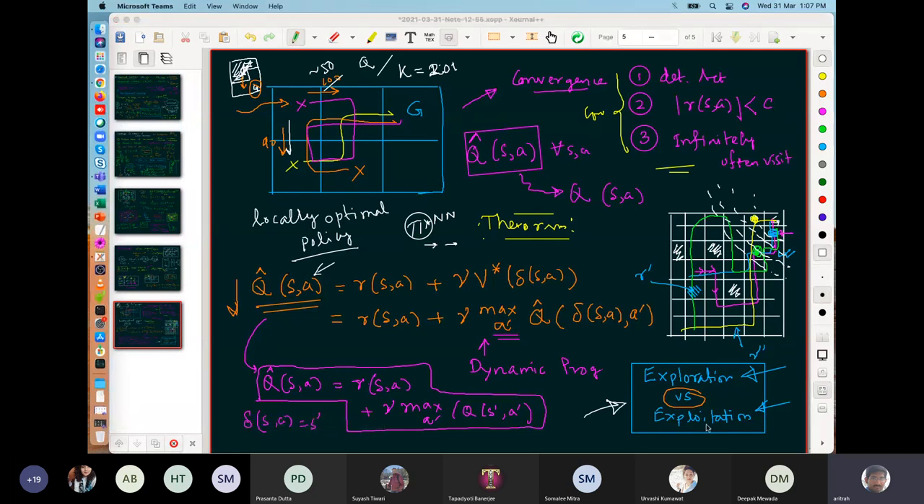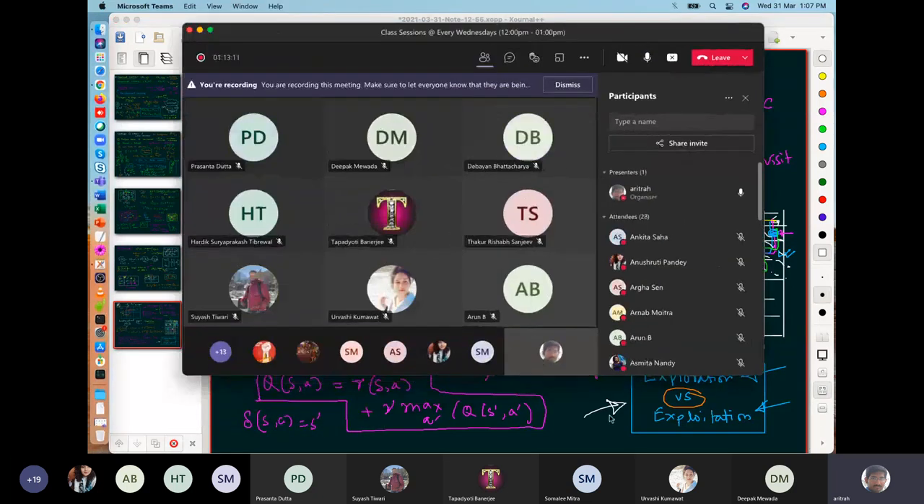Okay, so I'm a little bit ahead of time, so I will close here today. If you have any questions, you can ask. But this is the whole gamut of reinforcement learning I would like to introduce here, the third form of learning apart from supervised and unsupervised.